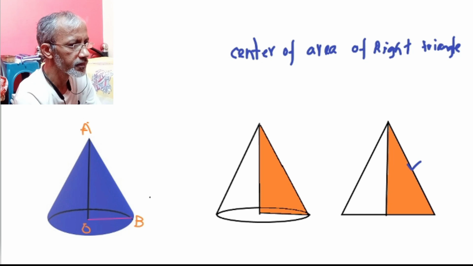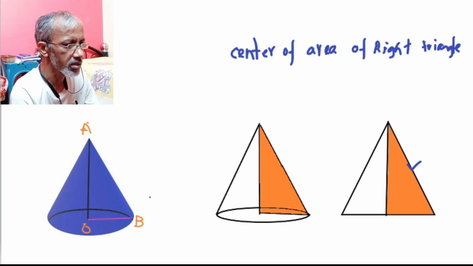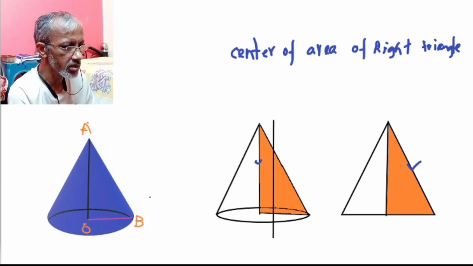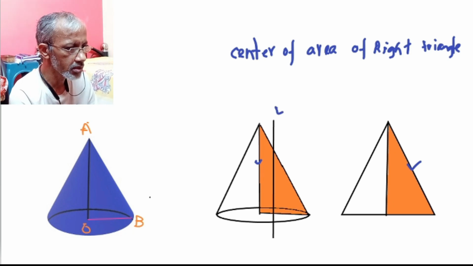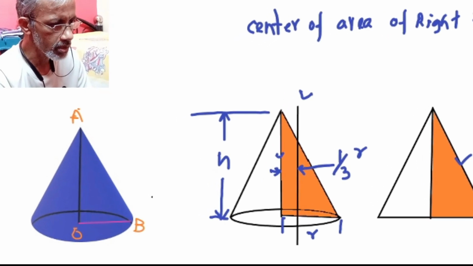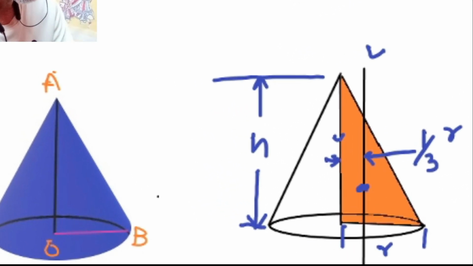Now we know that the center of area of the right angle triangle lies along an axis 1/3 from any of the sides. So if we consider the perpendicular of the right angle triangle, the center of area of the triangle will be lying along an axis, this axis. The distance between this line and this line will be 1/3 of the radius. And if this is the height, the center of the right angle triangle would be lying somewhere here. So it will also be 1/3 of the height.